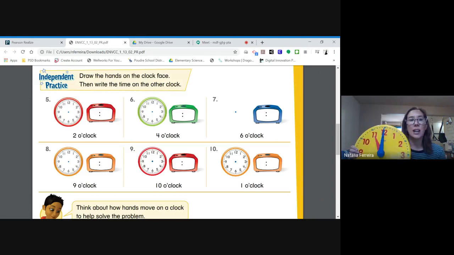A fun way to do that is getting a paper plate and drawing numbers on it, 1 all the way to 12, making sure 12's on top and 6 is on the bottom, and practicing telling time.